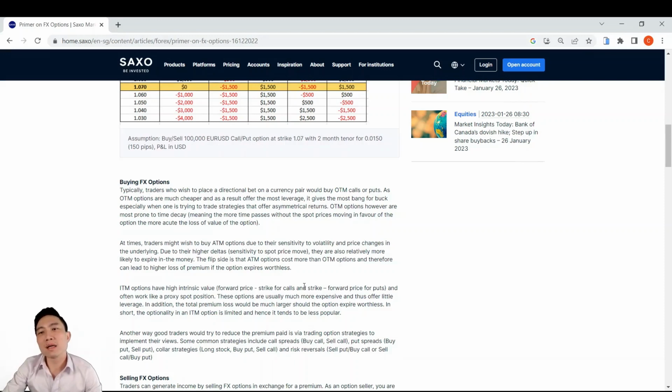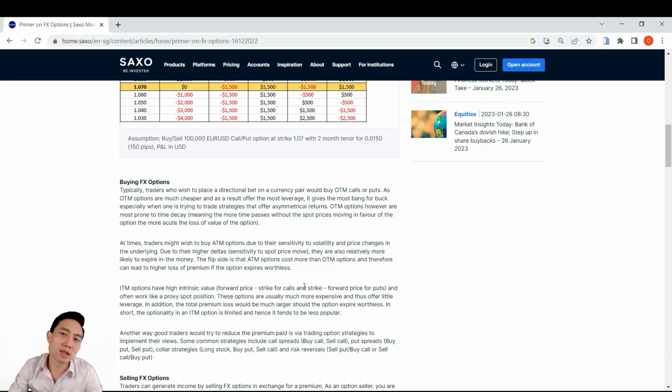Buying in the money options, on the contrary, is less popular if traders wish to place a directional bet on the currency pair, as they are usually a lot more expensive, and thus they offer very little leverage. Therefore, the advantage of buying in the money options is not high versus holding a spot position.